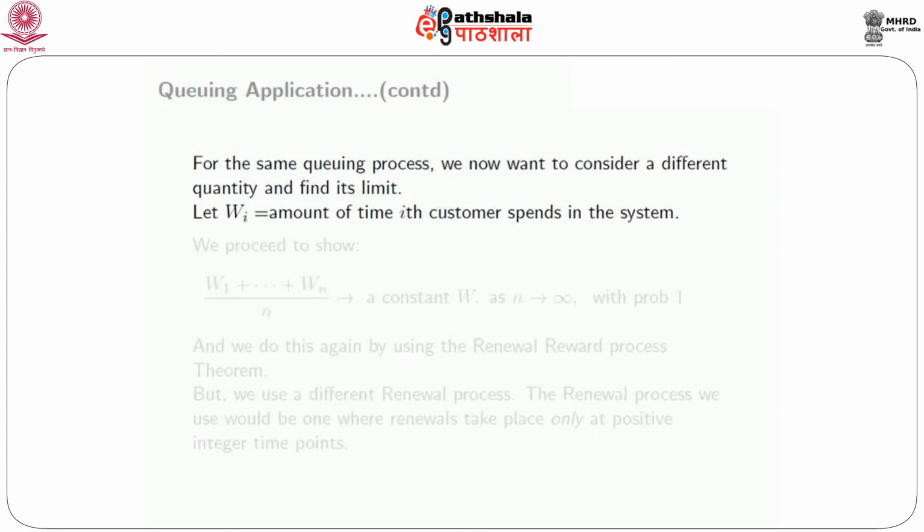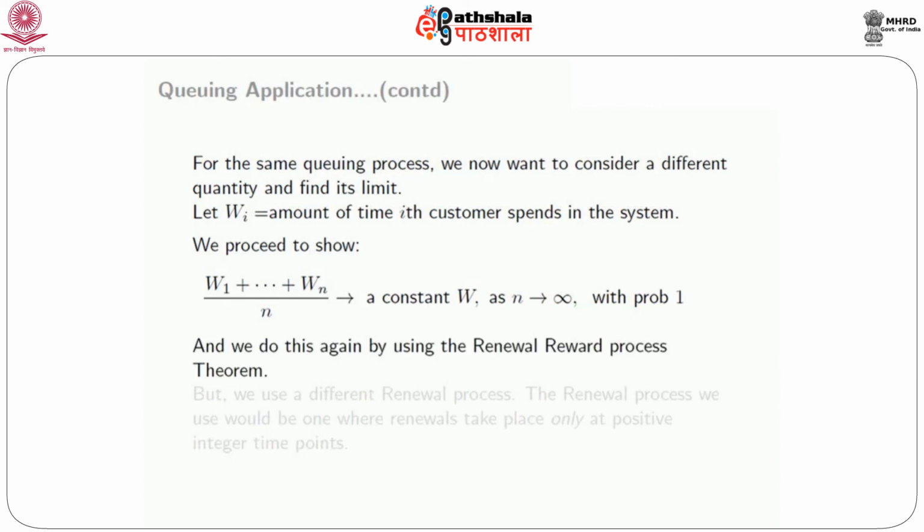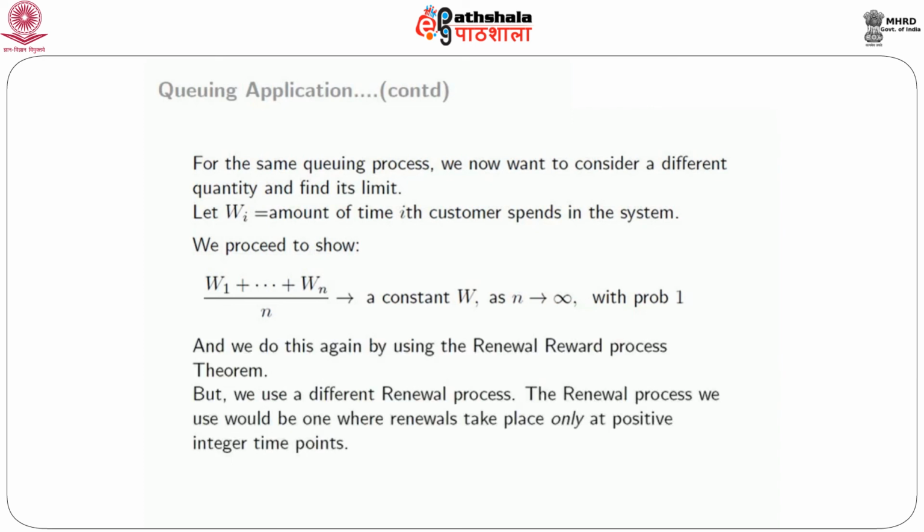For the same queuing process, we now want to consider a different quantity and find its limit. Let Wi be the amount of time that the ith customer spends in the system. Look at (W1 plus etc. plus Wn) divided by n. It represents the average time that a customer spends in the system, averaged over the number of customers arriving. We're going to show that this also converges to a constant W as n goes to infinity with probability 1.